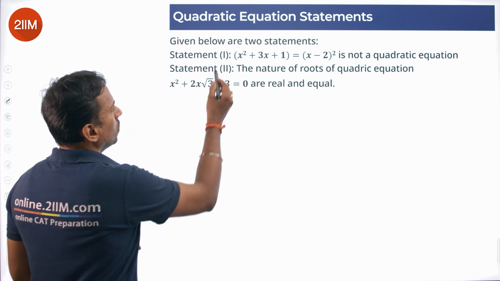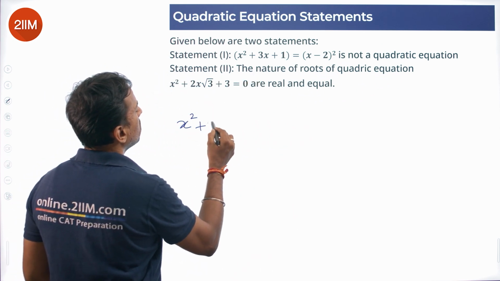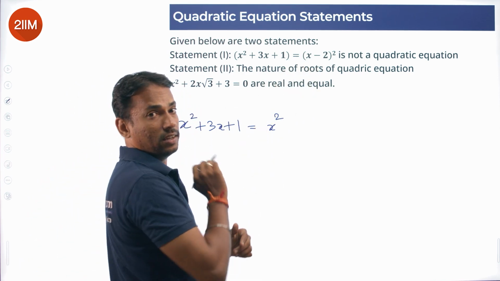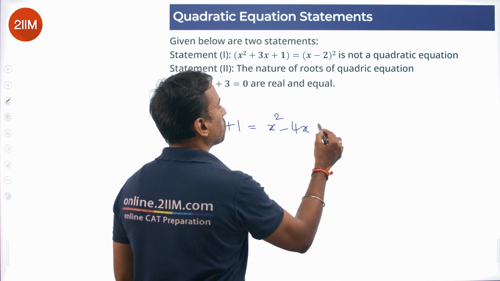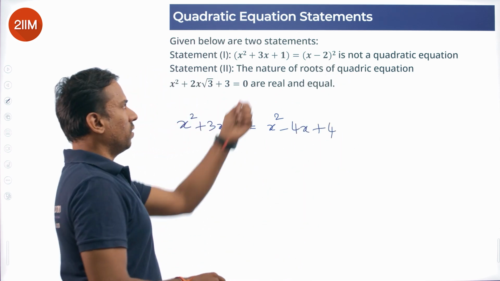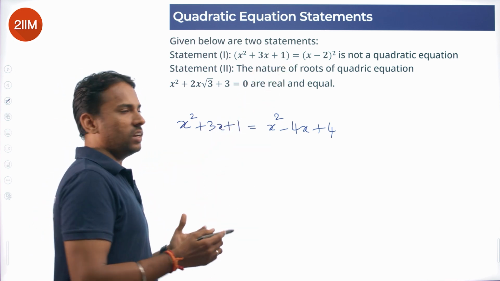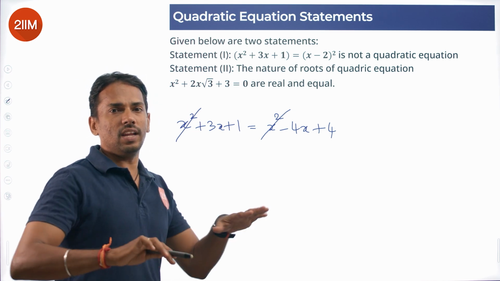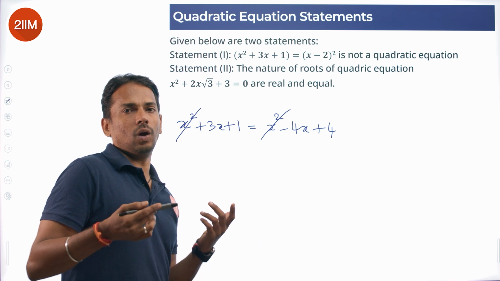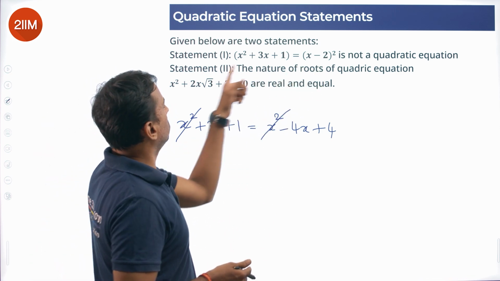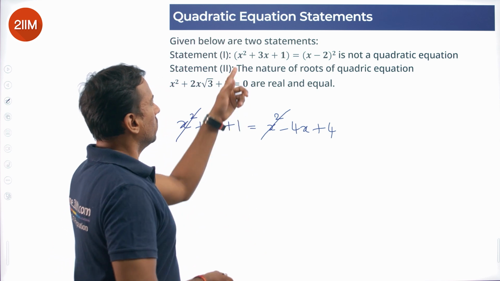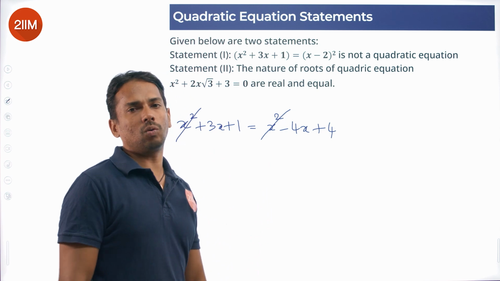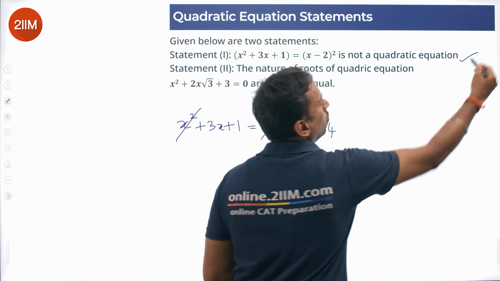Let's verify that. So we have x square plus 3x plus 1 is equal to, on the right side, x square, I am expanding it, x square minus 4x plus 4. The moment we do this, we can clearly say x square is getting cancelled. That means we are now ending up with a linear equation. This is no more quadratic. Now it became a linear equation. That means statement 1 is absolutely true. It says statement 1, the equation given is not a quadratic equation. Yes, it is not a quadratic equation. It's a linear equation. So 1 is true. Super.